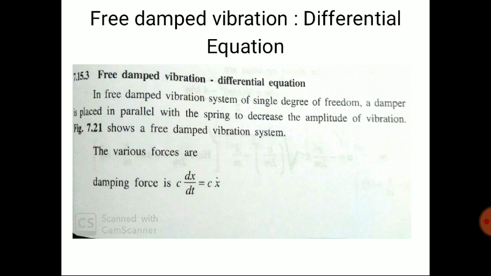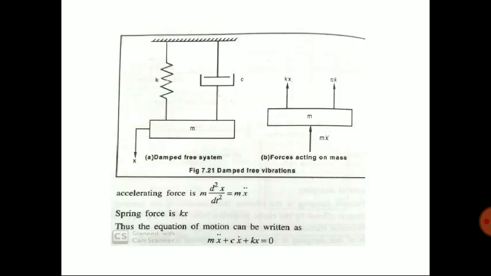So first we are considering free damped vibration and the various forces acting. First is the damping force. Damping force is given by c x dot, that is c into dx by dt. Then the accelerating force, that is m into d square x by dt square, or m into x double dot. And the spring force is kx.